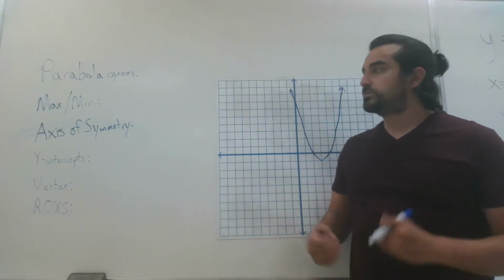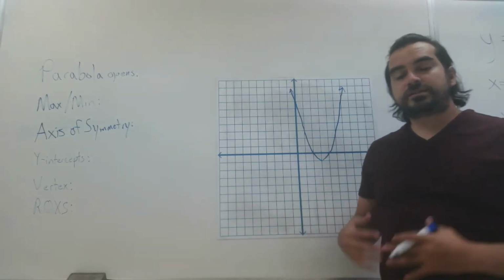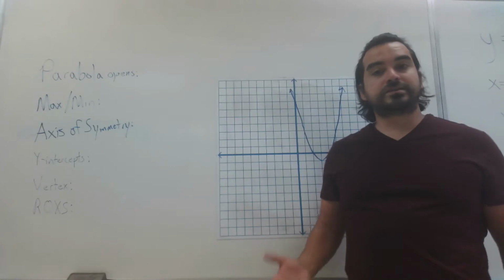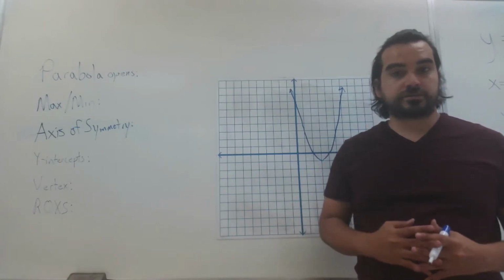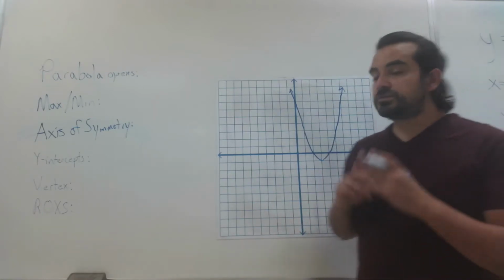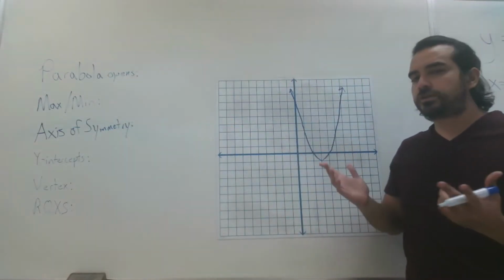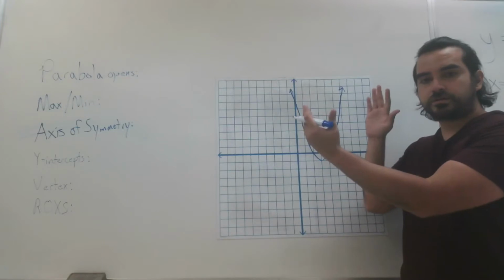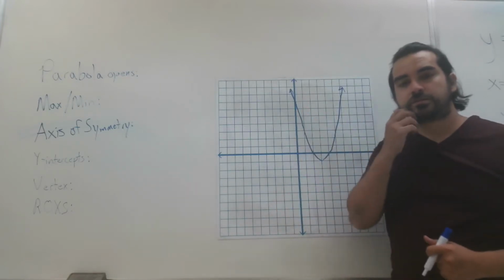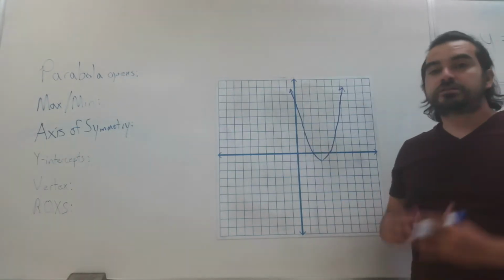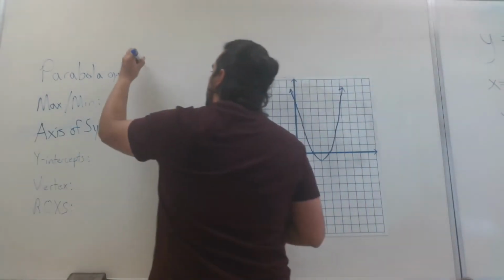So now what we're going to do is identify the key features of a parabola. And remember, the parabola is the graph of a quadratic function. Well, first thing we're going to notice is which way the parabola opens. Does it open upward or downward? Well, this one opens upward. So we're going to say upward.